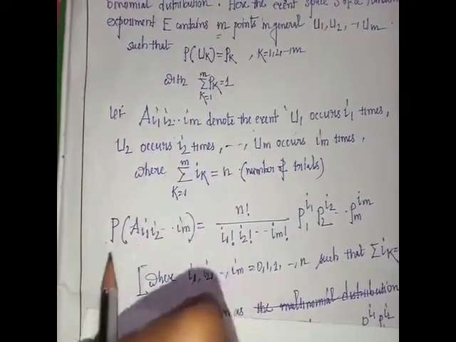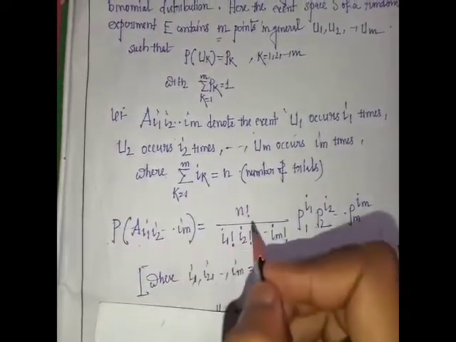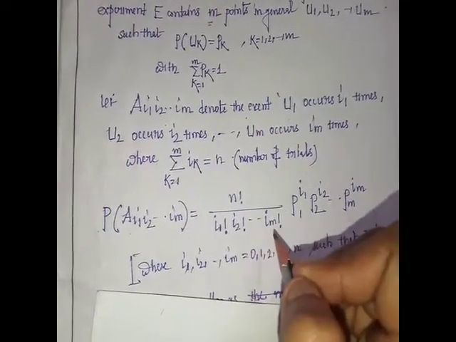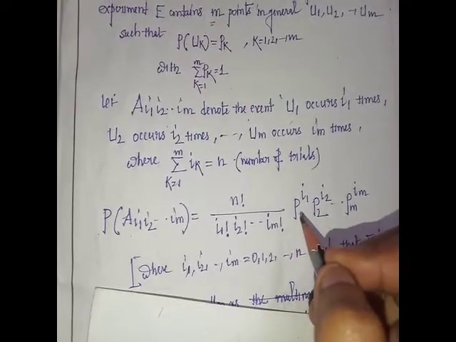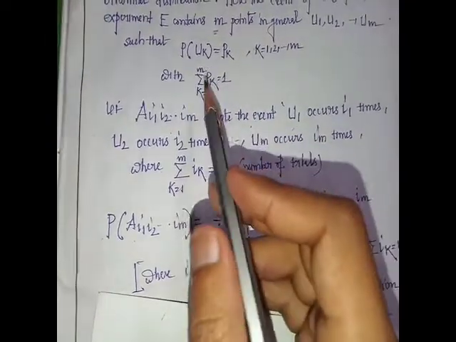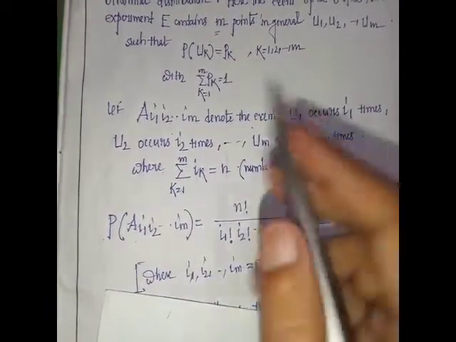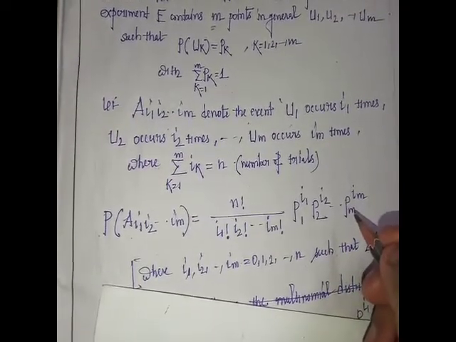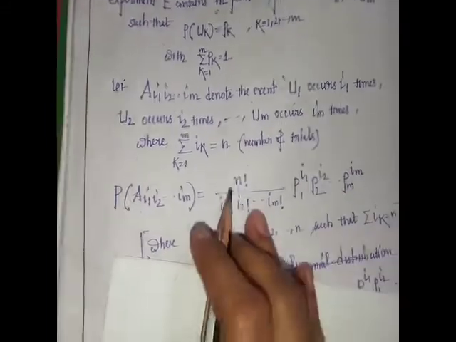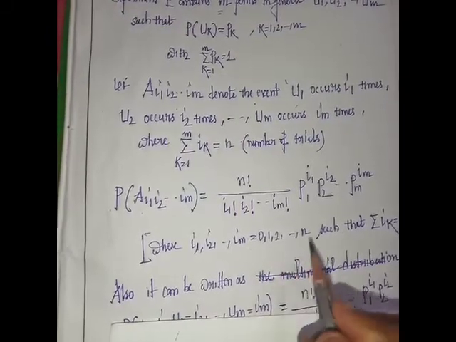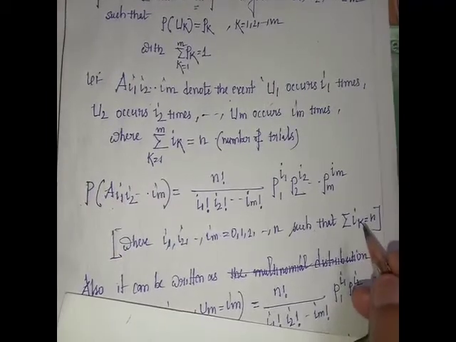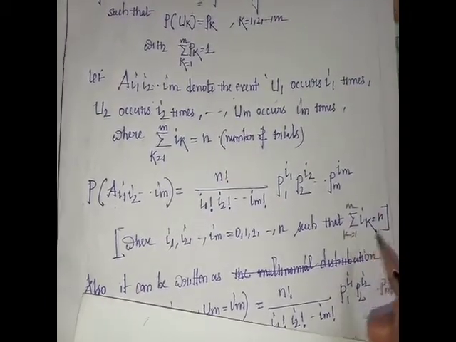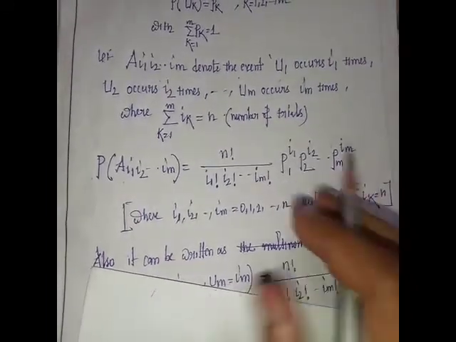Then the probability of this event, probability of A(i1, i2, up to im), equals n factorial, where n is the number of trials, divided by i1 factorial times i2 factorial up to im factorial, times p1 to the power i1, p2 to the power i2, up to pm to the power im, where i1, i2, up to im run from 0 to n, such that the summation of ik for k from 1 to m equals n. Here n is the number of trials.